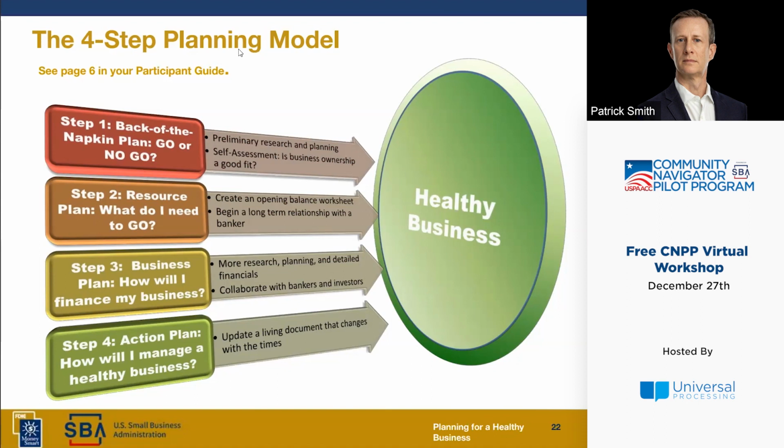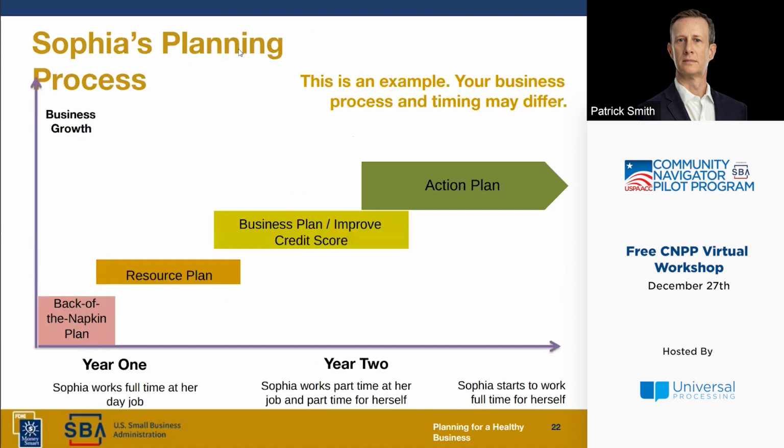Step 4, this is really the action plan. How will I manage a healthy business? So you update a living document that changes with the times. So that's going to be your financial statements. That's going to be your balance sheet, your income statement, your cash flow statement, and if you're doing modeling, things like that.